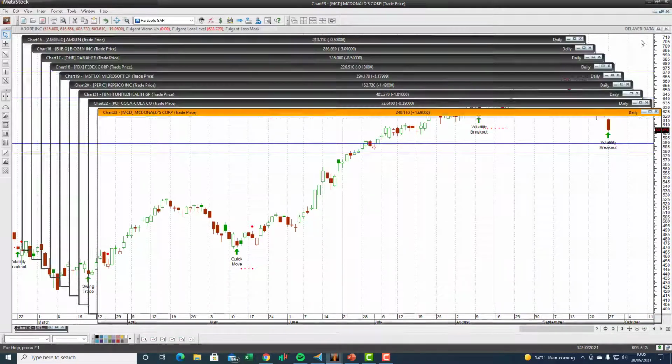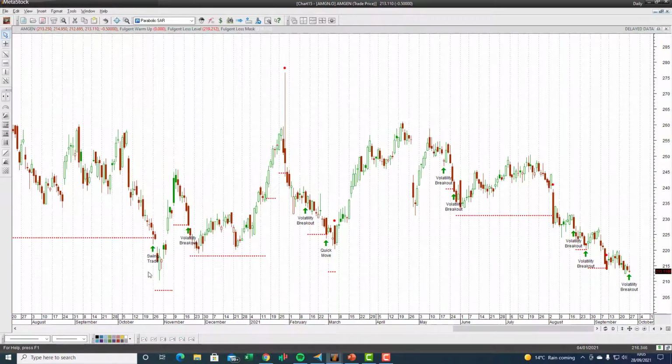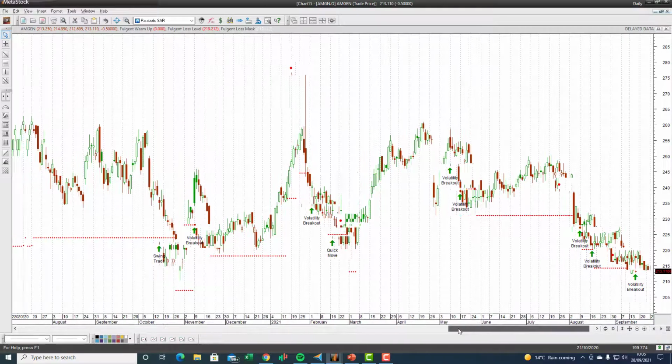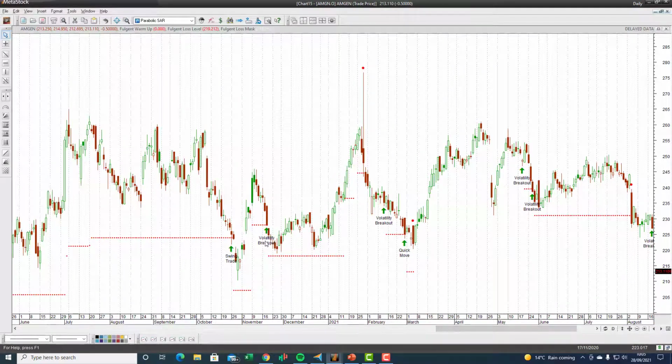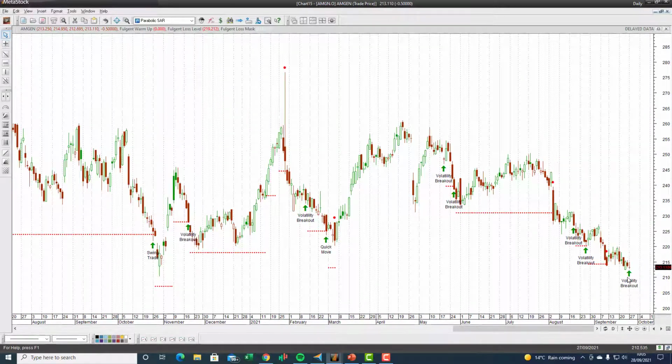So next up, AMGN. We look at this one, also quite a volatile one, a very choppy stock to trade with lots of volatility. You can see this volatility breakout in December caught that entire move plus a sell signal at the top. Another volatility breakout, quick move. Very choppy stock. The April, May, June, July swing trade worked out beautifully. Now we have a volatility breakout signal.